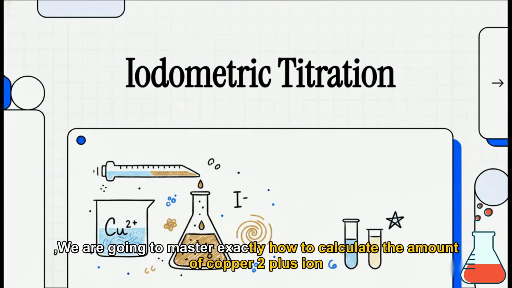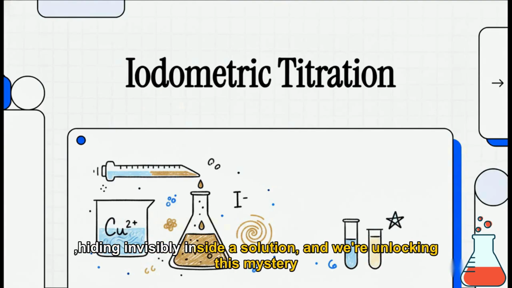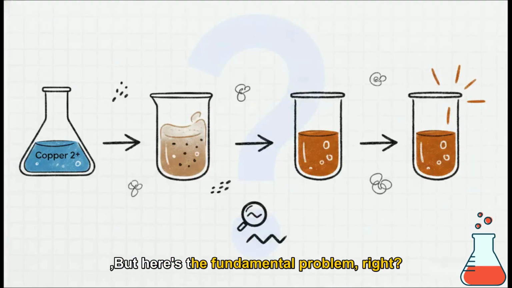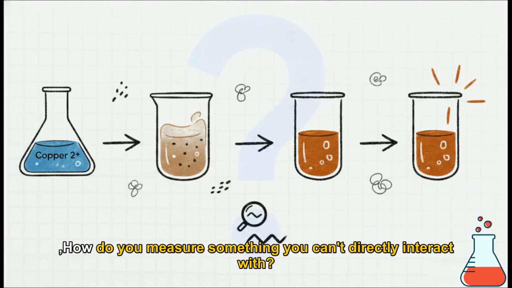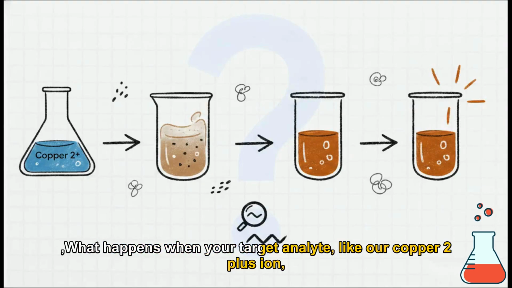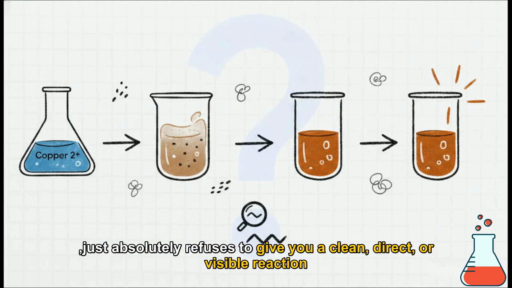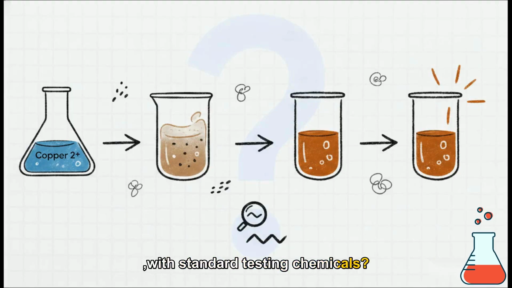We are going to master exactly how to calculate the amount of copper 2+ ion hiding invisibly inside a solution, and we're unlocking this mystery using a classic, incredibly clever technique called iodometric titration. But here's the fundamental problem, right? How do you measure something you can't directly interact with? What happens when your target analyte, like our copper 2+ ion, just absolutely refuses to give you a clean, direct, or visible reaction with standard testing chemicals?